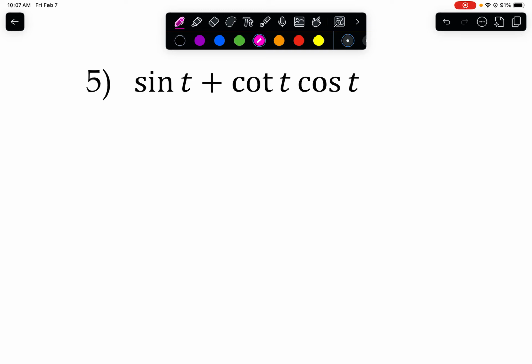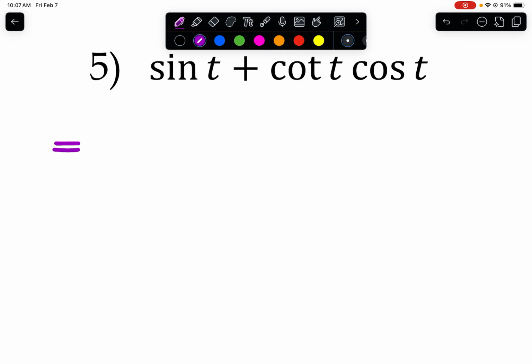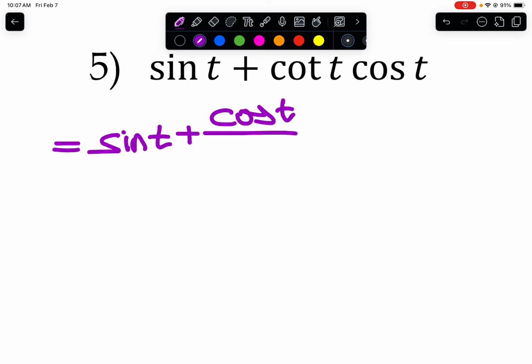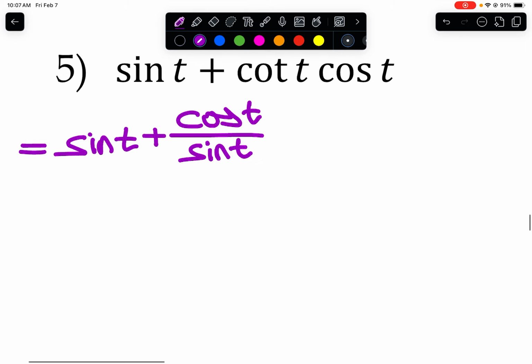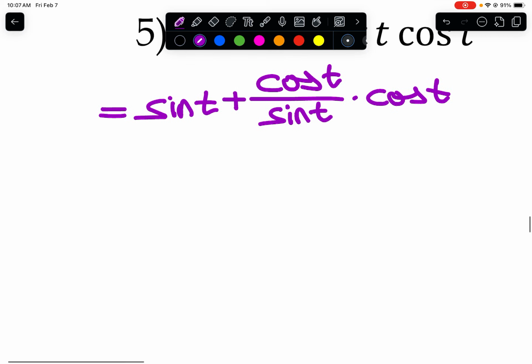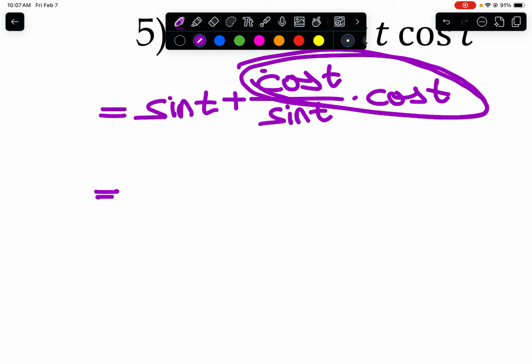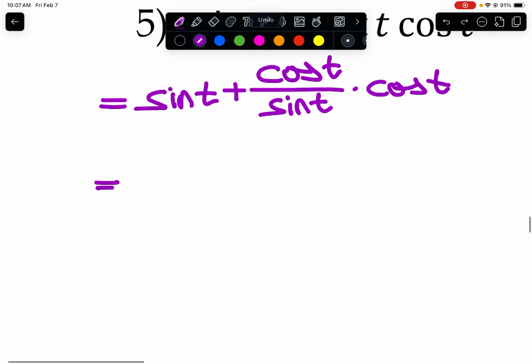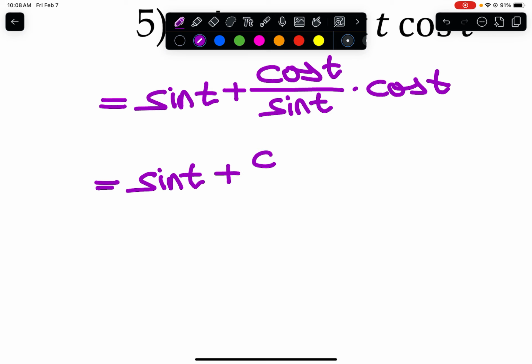Welcome back. All right, so let's do number 5. So I'm going to do sine t plus, all right, cotangent, I'm going to change to cosine t over sine t. And then cosine, I'm going to leave it alone. So what I'm going to do is multiply the cosine t and cosine t. So that's going to change it to cosine squared t. So this will be sine t plus cosine squared t over sine t.